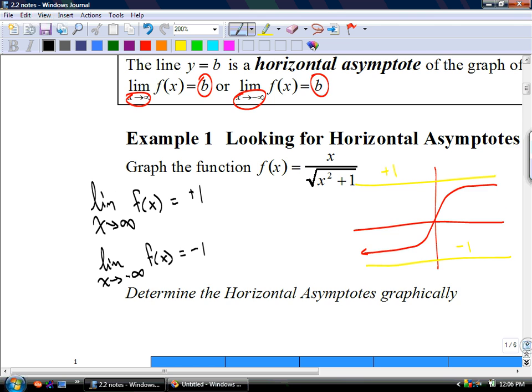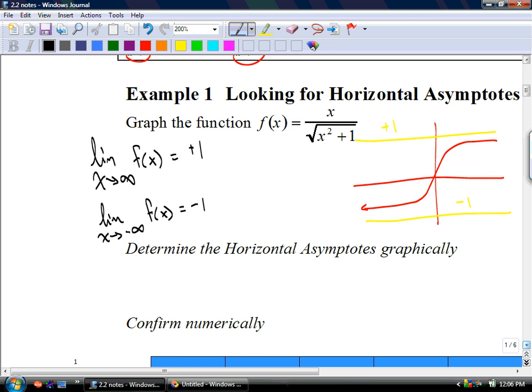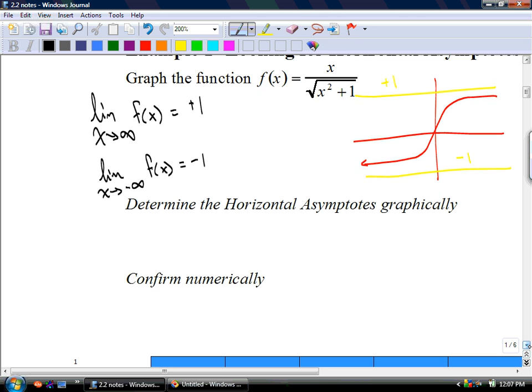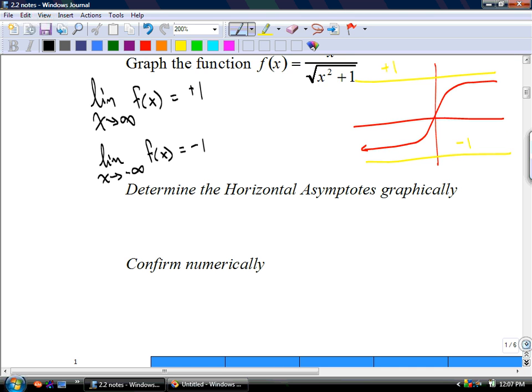So you're just using your graphing calculator for that. Confirm numerically, you just stick a really large number in for x. As big as you want. How big? As big as you want. Okay? So you could put 1,000,000 in for x, you could put 100,000 in for x, you could put 23 in for x, and well, it'll give you an indication of what's going on. Okay? So that's what we did yesterday.